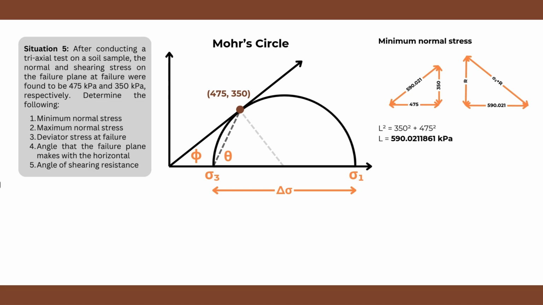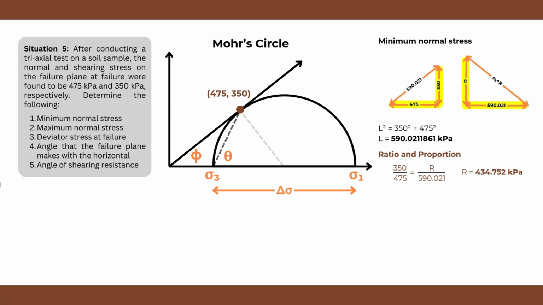Moving forward, applying the ratio and proportion method, we can say that side 350 over side 475 is proportional to the radius side over the length L. And upon solving, we will get a radius value of 434.752 kPa.